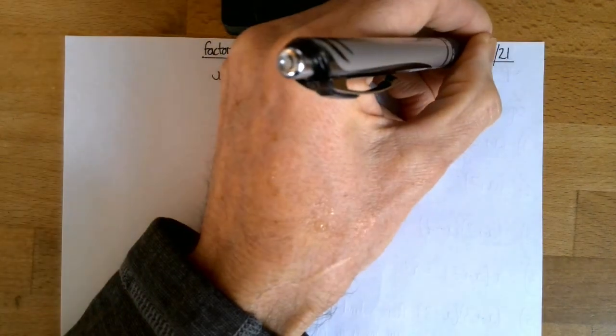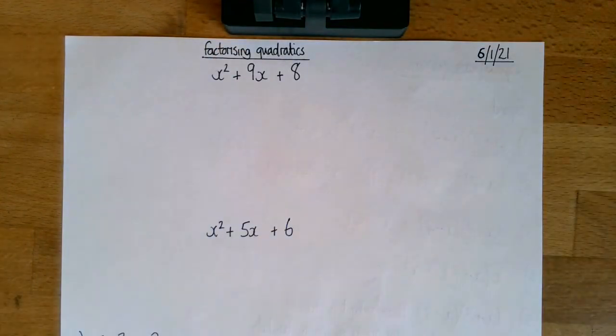I just realised I've got the date wrong. It's the 6th, isn't it? There we go. So there's our date and objective for today. I encourage you to keep your own notes and keep dating it, and then we can put those in your book when we get back.